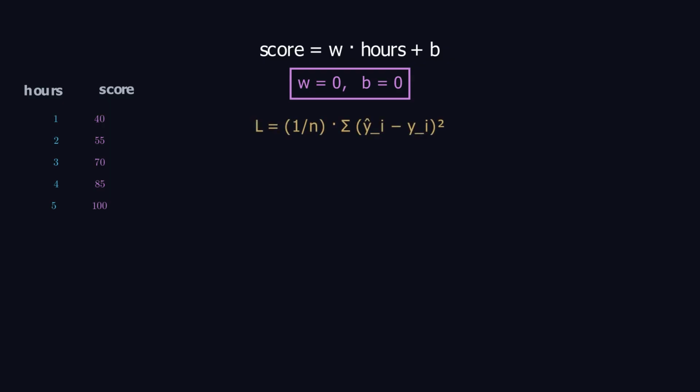Loss is mean squared error, the average of the squared gaps between predicted and actual scores. Formally, the loss L equals 1 over n times the sum of the quantity predicted minus actual, all squared. In other words, we average how badly we missed each student, penalizing bigger misses more.